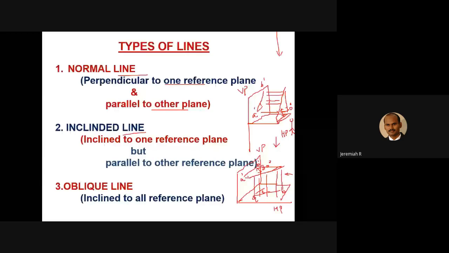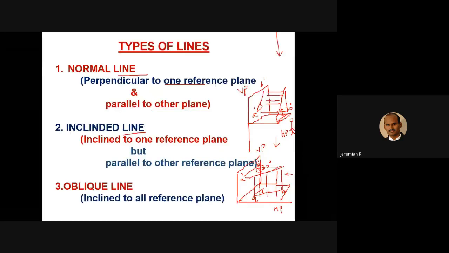So an inclined line is inclined to one reference plane, inclined to HP, but parallel to VP. So in the front you will get an inclined line A dash B dash. In the top you will get a reduced length of line. That depends on the angle. And similarly, a line inclined to VP, but parallel to HP. In the top you will get the original length of line, whatever the inclination, but in the front you will get a reduced length of line. That depends on the angle. So this is called an inclined line. A normal line means perpendicular to one reference plane, but parallel to the other plane. An inclined line means inclined to one reference plane, but parallel to the other reference plane.